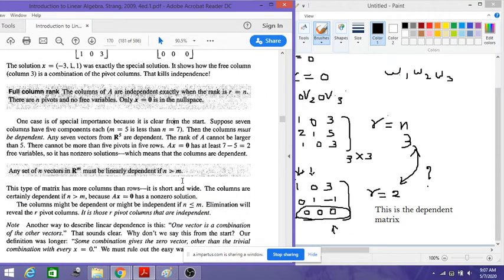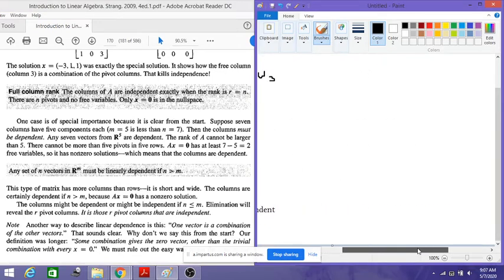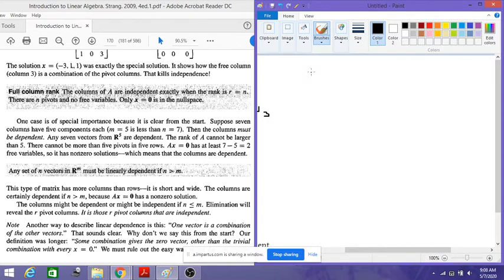Let us take one more simple example. Say we have 7 columns with 5 components, meaning 5 rows. So it is a 5 cross 7 matrix, a short and wide matrix, with 7 columns and 5 rows. Can this be linearly independent? No. Why? Because it should be r equal to n.